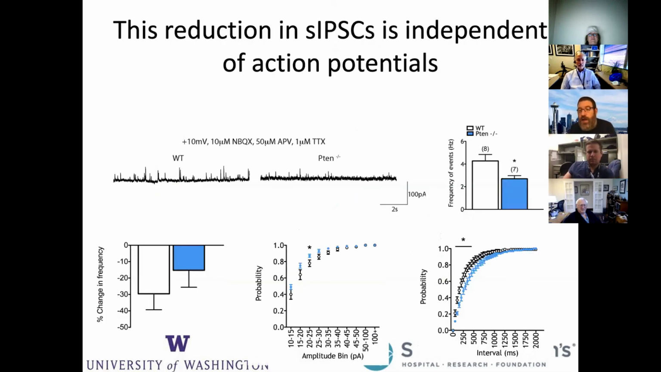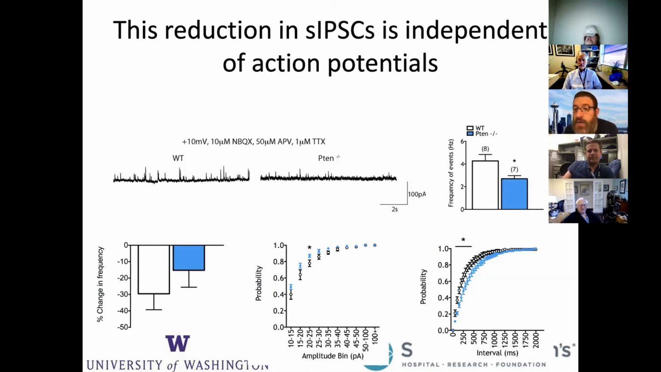So whenever we see a change in spontaneous inhibition at the cell surface, the first question we generally ask ourselves is, okay, is this dependent on action potentials or is this independent of action potentials? And the way we figure that out is that we add tetrodotoxin, which blocks action potentials, to see if you still see a change in inhibition. And as it turns out, when you add tetrodotoxin, you still see a reduction in inhibitory postsynaptic currents, meaning that this is non-action potential driven release of GABA that seems to be reduced here.